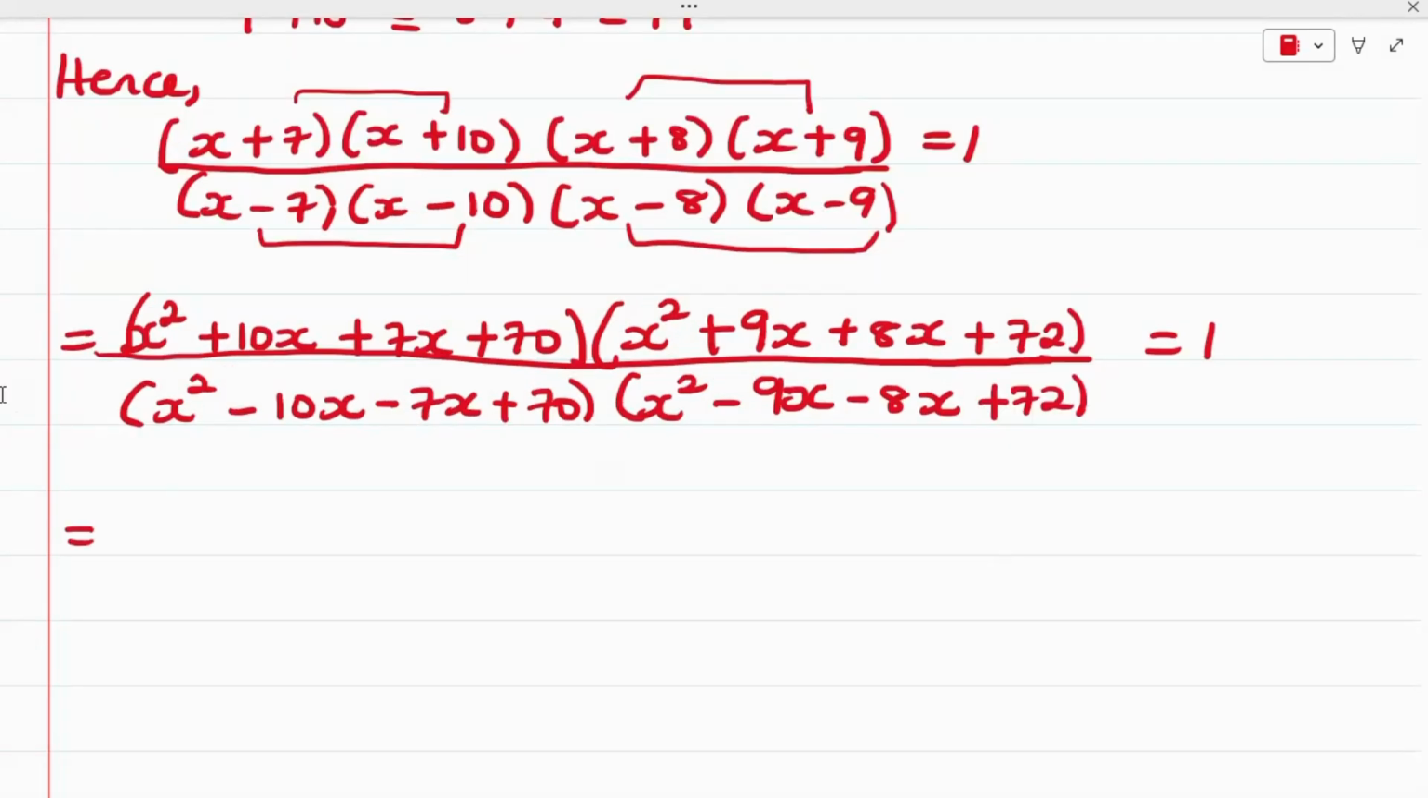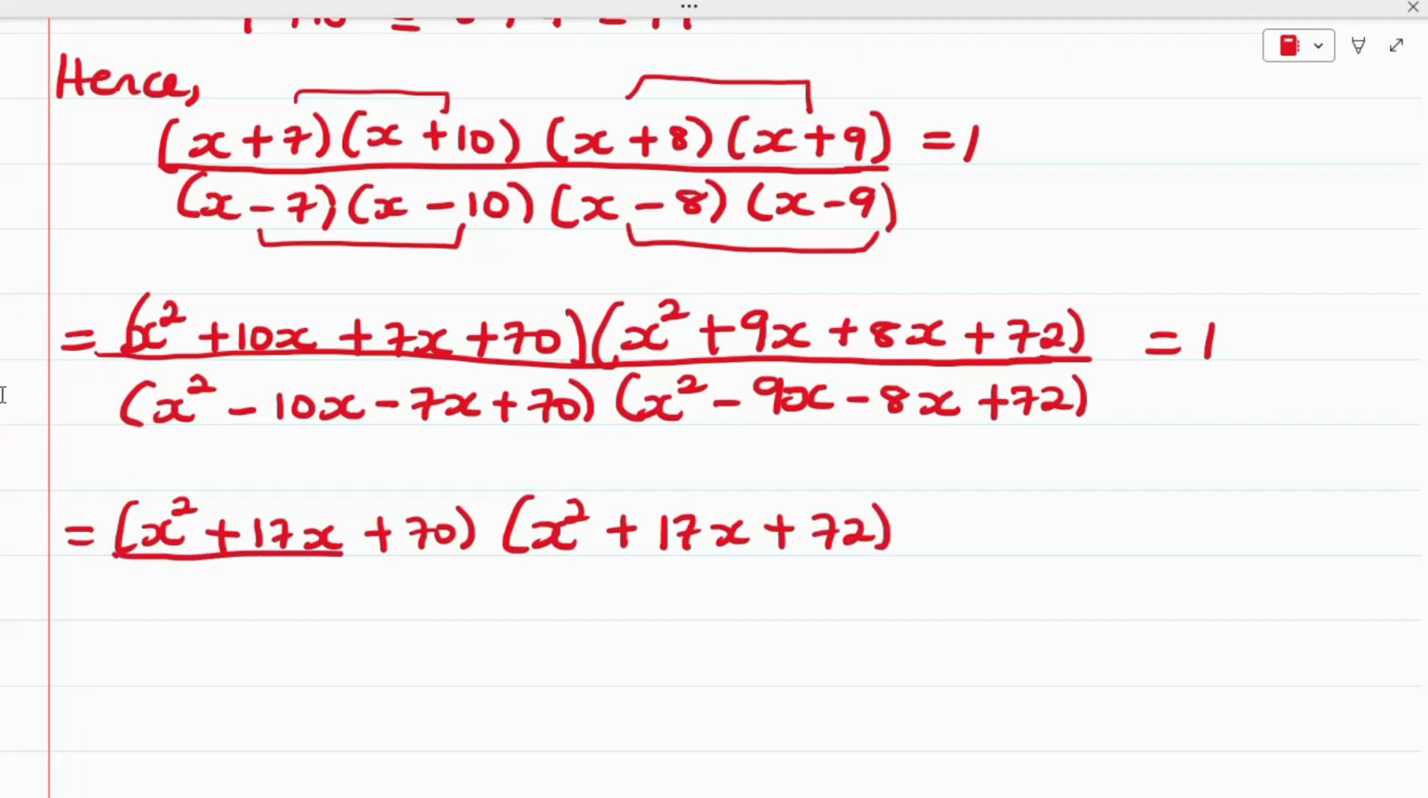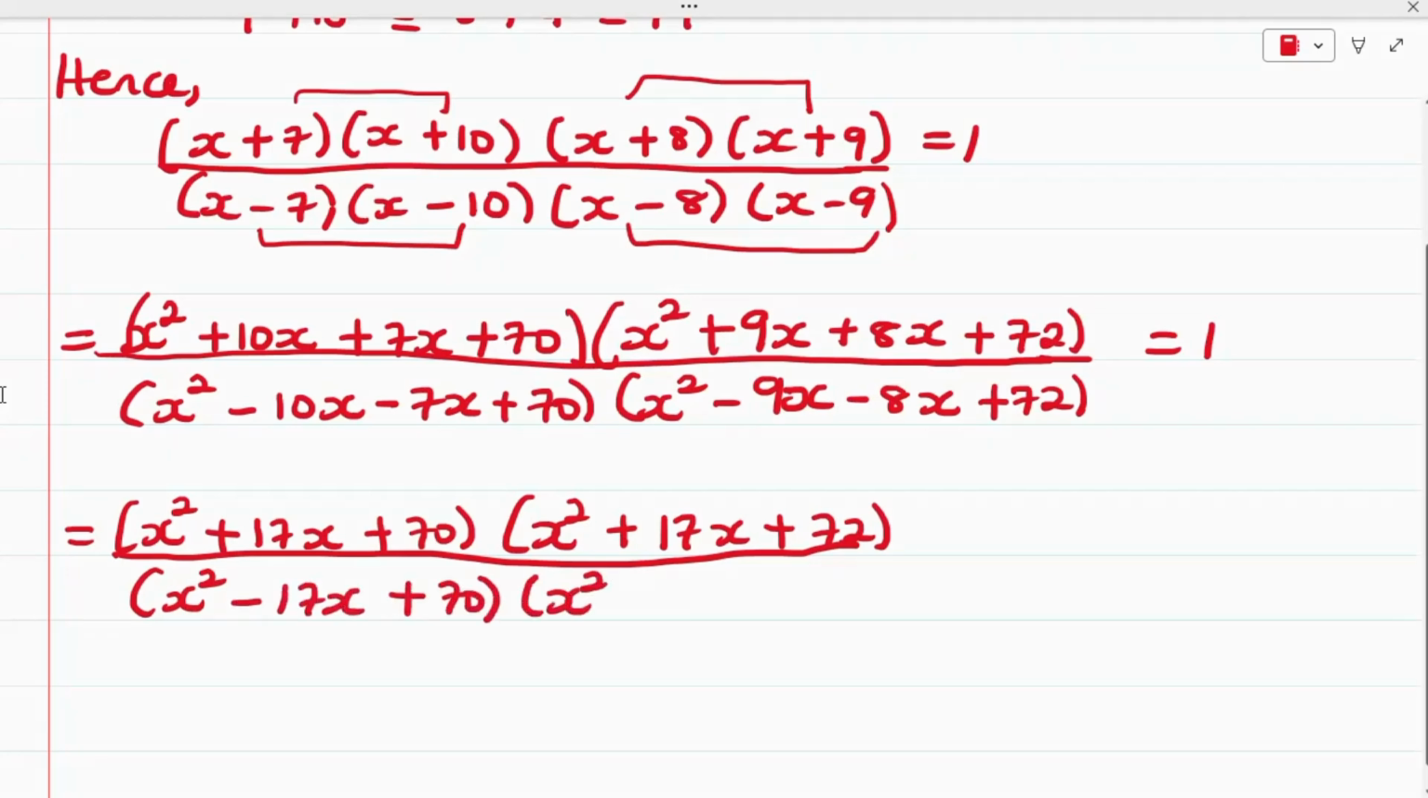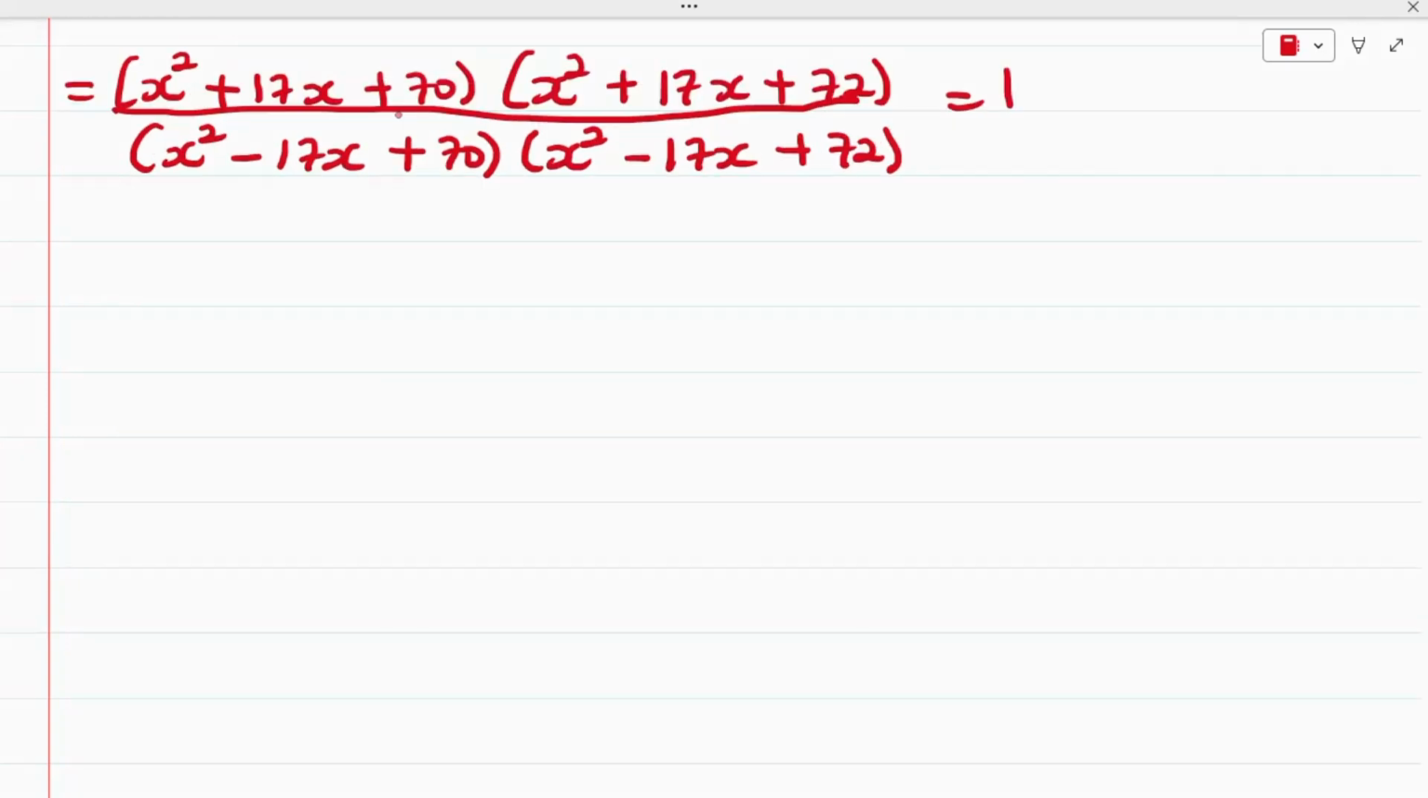Simplifying this, we have x squared plus 10x plus 7x, which gives plus 17x plus 70, multiplied by x squared plus 8x plus 9x, which gives plus 17x plus 72. Divided by, for the denominator, x squared minus 10x minus 7x, which gives minus 17x plus 70, multiplied by x squared minus 9x minus 8x, which gives minus 17x plus 72, and this is equal to 1.